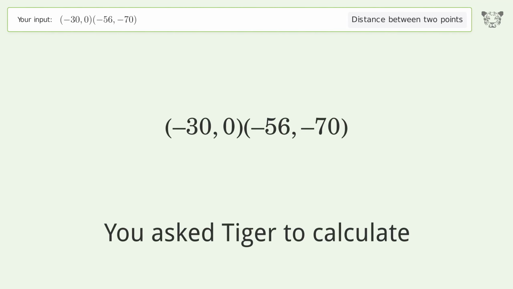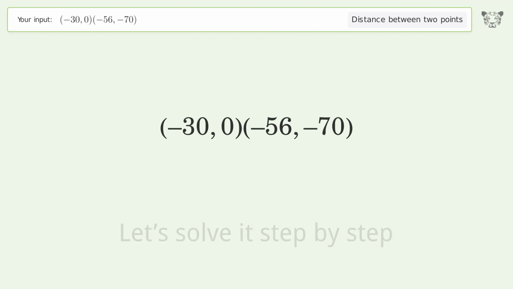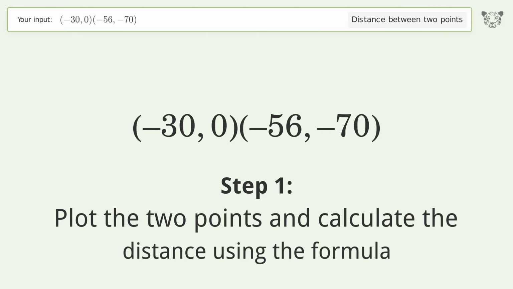You ask Tiger to calculate. This deals with the distance between 2 points. The distance between the 2 points is the square root of 5,576, or 74.673. Let's solve it step by step. Plot the 2 points and calculate the distance using the formula.